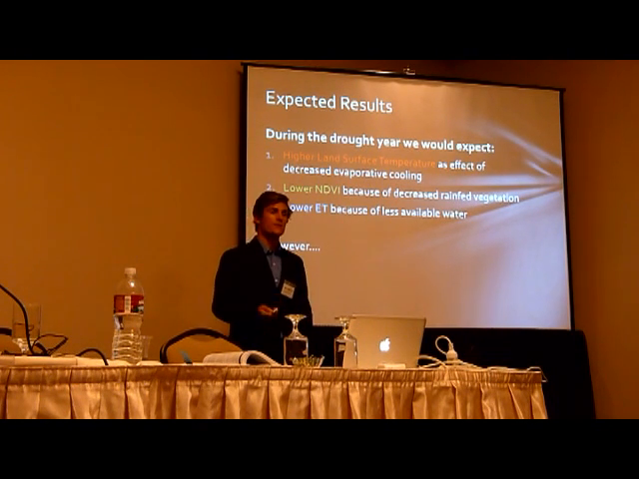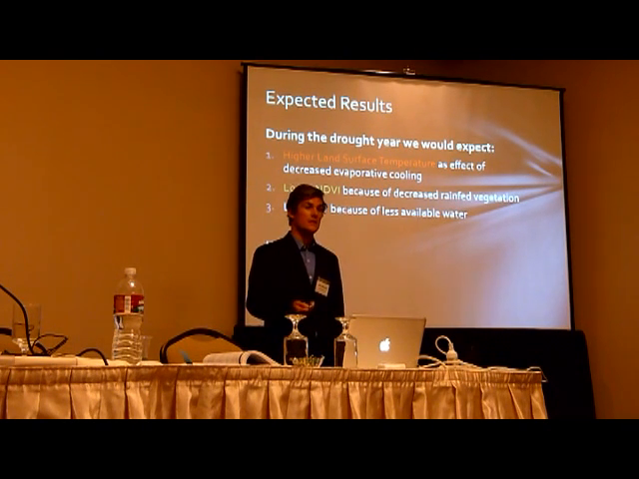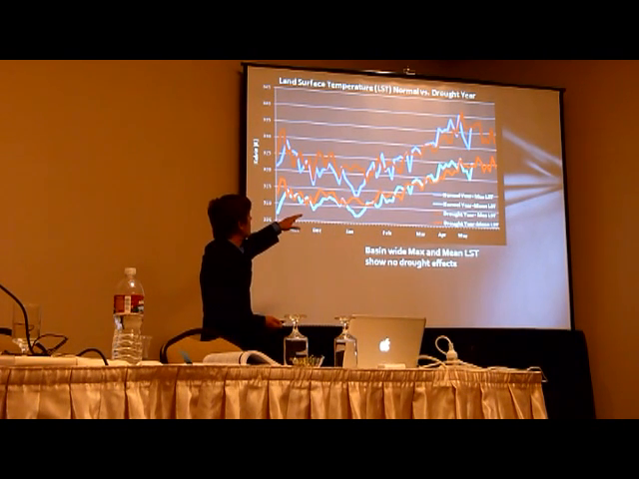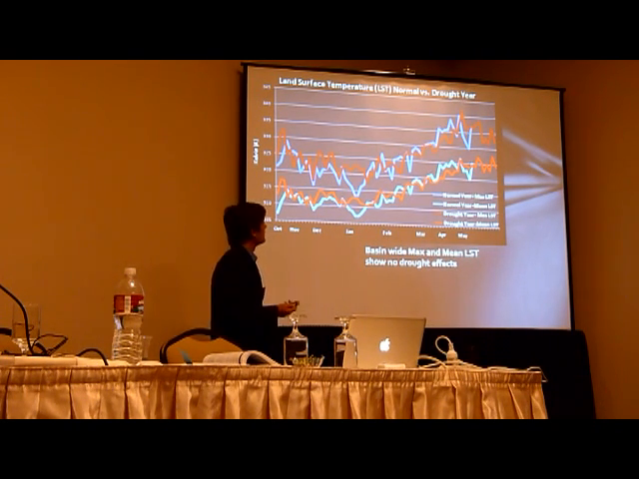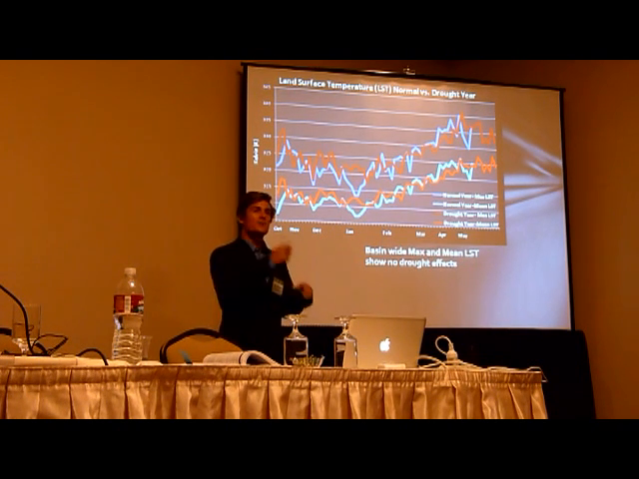So our expected results was during a drought year, since you don't have as much evaporative cooling, you think the land surface temperature would be much higher. You'd expect NDVI, which is an index of vegetation, to be lower. You have less rain-fed vegetation and lower ET. However, the blue line is the normal year, and the red line is the drought year, and they were pretty much the exact same. The normal year was almost hotter in many time periods. So what we thought would be the most evident drought effect just wasn't there on the scale of the whole basin.